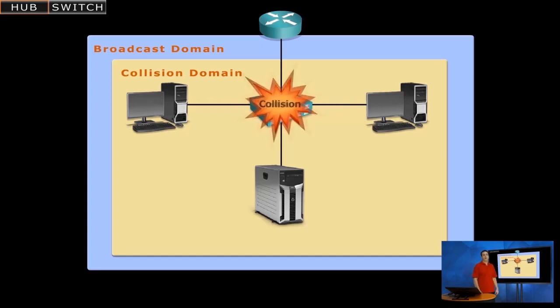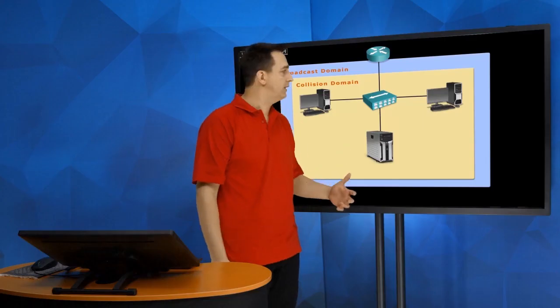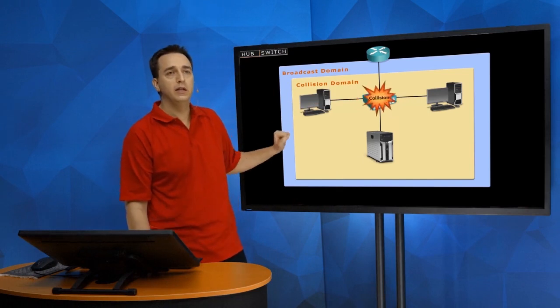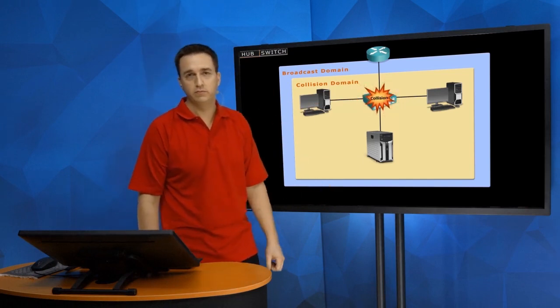This product we find in the middle is called a hub. That's right, it's a hub. What is a hub? A hub is a predecessor to switches. Yes, hubs existed before switches. What is the purpose of a hub? A hub has multiple ports that allow us to plug multiple devices into it. So here in this case, you can see this hub is connected to a router, two PCs, and a server.